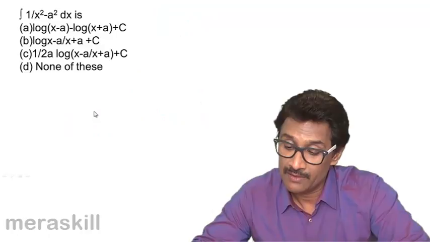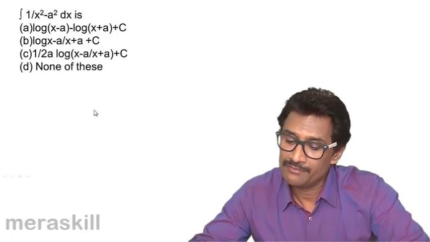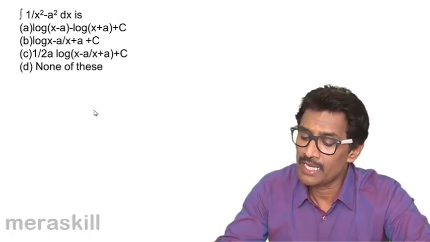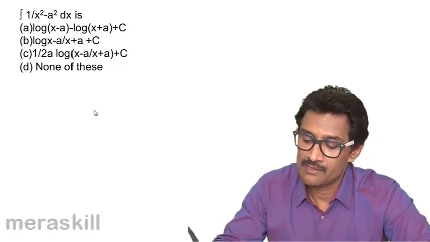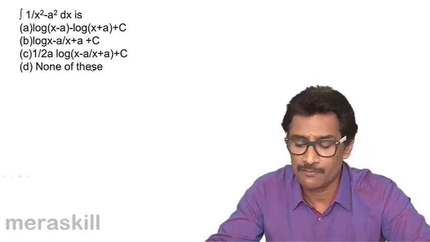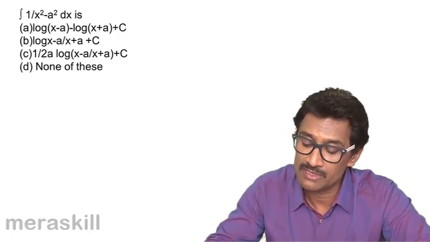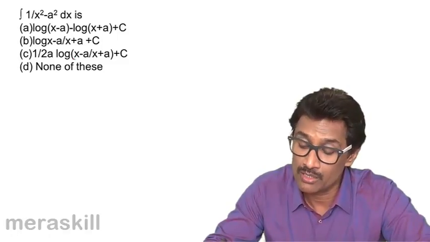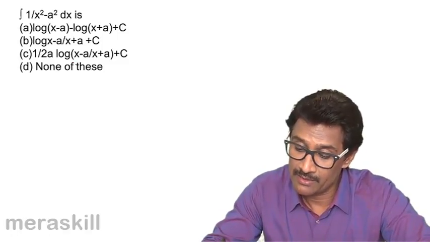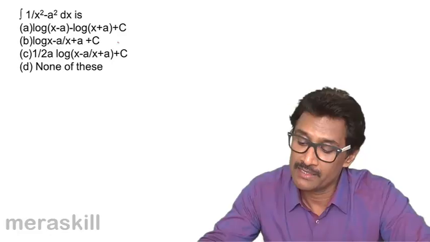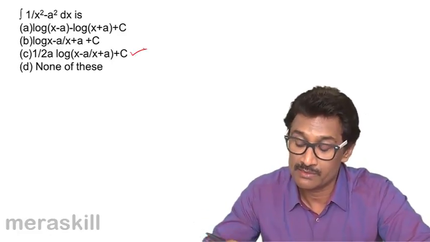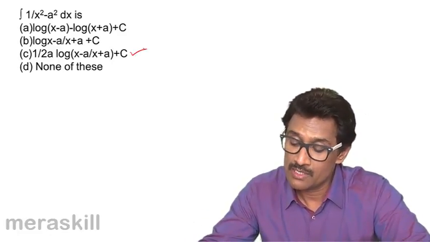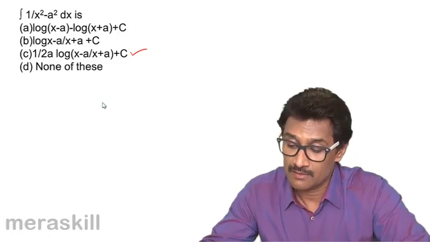Yes, okay. Now we have 1 upon x square minus a square dx. This is a direct formula which is nothing but option number C, that is 1 upon 2a log x minus a upon x plus a plus c. That is option number C.